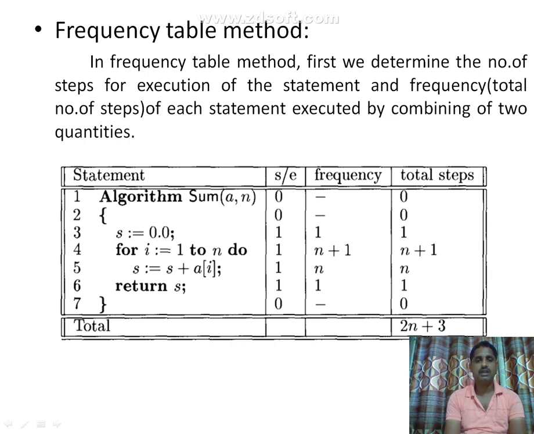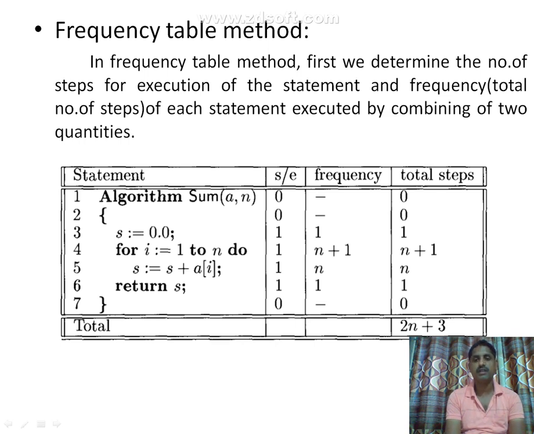Here, for algorithm Sum(n), the steps for execution are 0, the open brace is also 0, and the close brace is also 0. The initialization is 1, the for loop is 1, s = s + a[i] is 1, and return s is 1. Each statement's execution is one step. But frequency means how many times the step will be counted. Here s = 0 is 1, for i = 1 to n is n times, and s = s + a[i] is also n times. But for the for statement we assign n + 1 times.